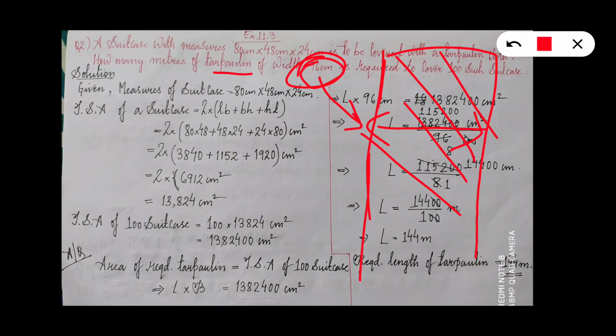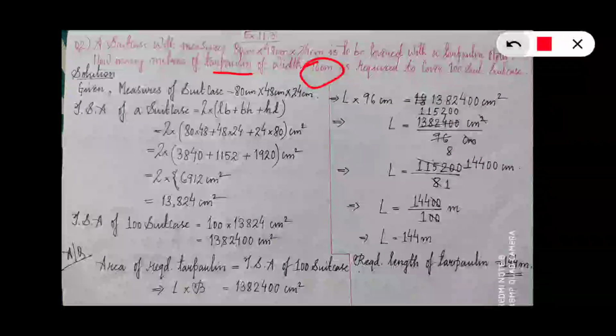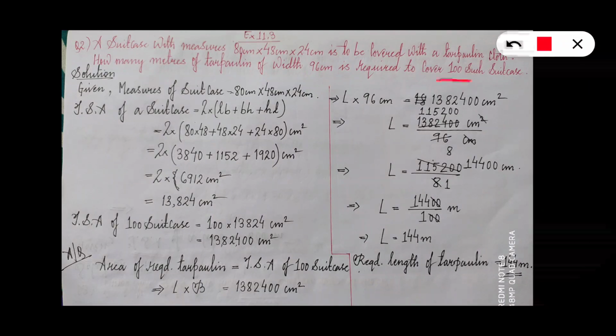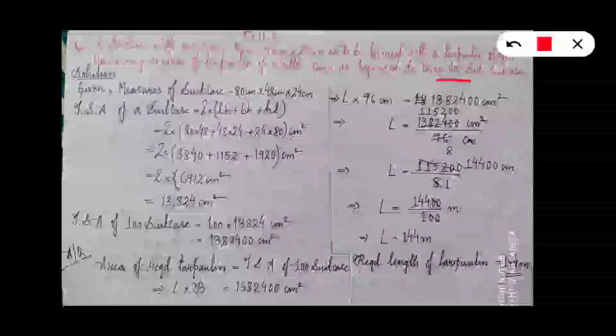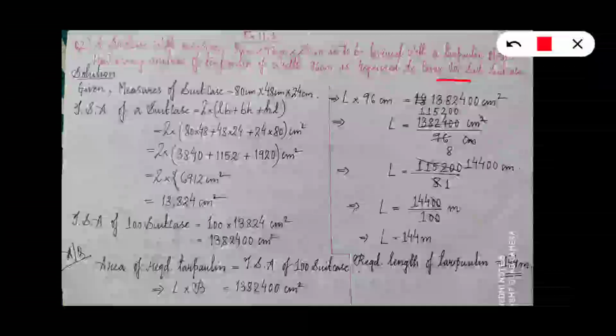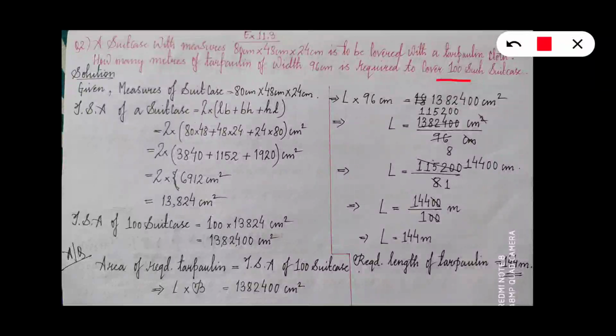Now what should be the length? The question is asking you to cover the suitcase, but not only one. How many suitcases will be there? 100 suitcases. So you need to find the area of 100 suitcases so that we can get the length of the required tarpaulin. How much cloth is required, isn't it? What is the size of the suitcase? The same size of cloth is required. So that's why you have to find the total surface area of 100 suitcases.